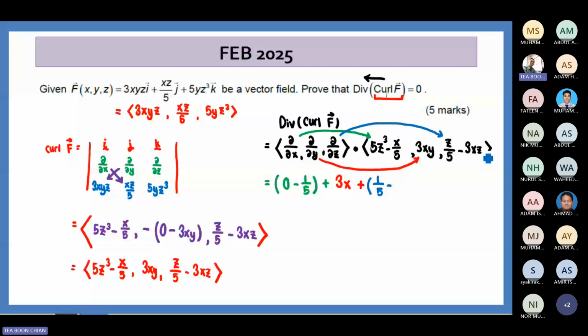Eventually, you will notice that negative 1 over 5 plus 1 over 5 is eliminated, and 3x minus 3x is eliminated. In the end, I have shown that the divergence of the curl is equal to 0, as requested by the question. So this is a small demonstration of the core concepts of vector calculus: gradient, curl, and divergence.